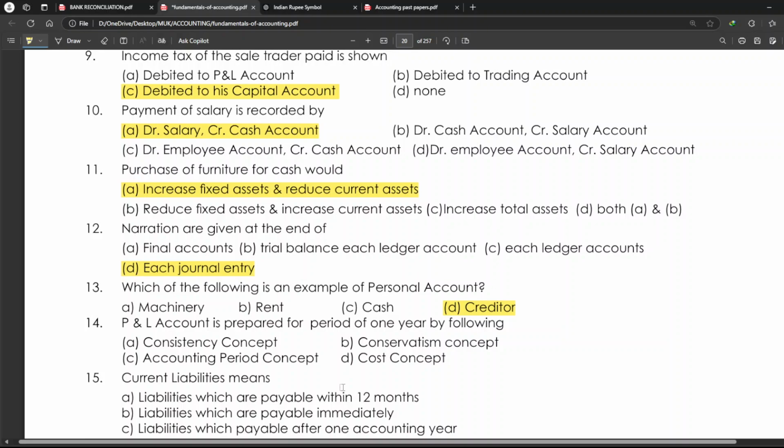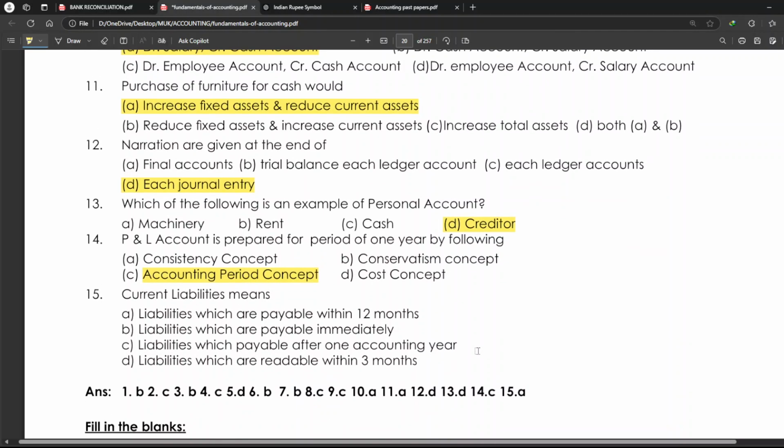14, profit and loss account is prepared for the period of 1 year by which concept? We see that this one is by the concept of periodicity or accounting period concept. We should know this point here. Current liabilities means liabilities payable within 12 months. Liabilities which are payable immediately, no. Liabilities payable after one accounting year, no. Liabilities which are deemed payable within 3 months, no. We see that the answer is A.